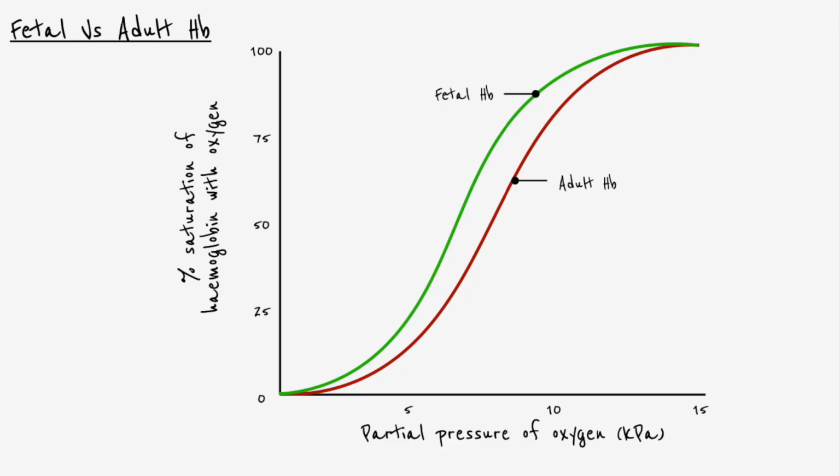So in a growing fetus in the mother's womb, you'll find that the fetal oxygen dissociation curve is on the left of the adult. This means that fetal haemoglobin has a higher affinity for oxygen, which means that its haemoglobin loads more readily with oxygen but unloads less readily.